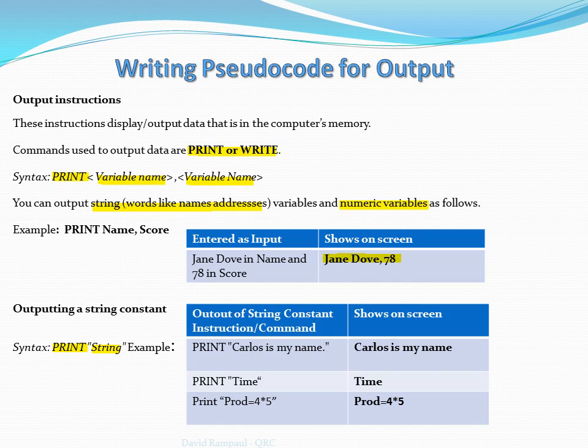So we saw in the IPO table that there was output for name and score. So therefore, we write the word print name and score. But what happens? Let us look first at what was input. The input was Jane Dove that was stored in name and 78 was stored in score. When we print name comma score, what we will see showing up on a screen would be Jane Dove and 78 because these are the values that were saved in those variables called name and score.